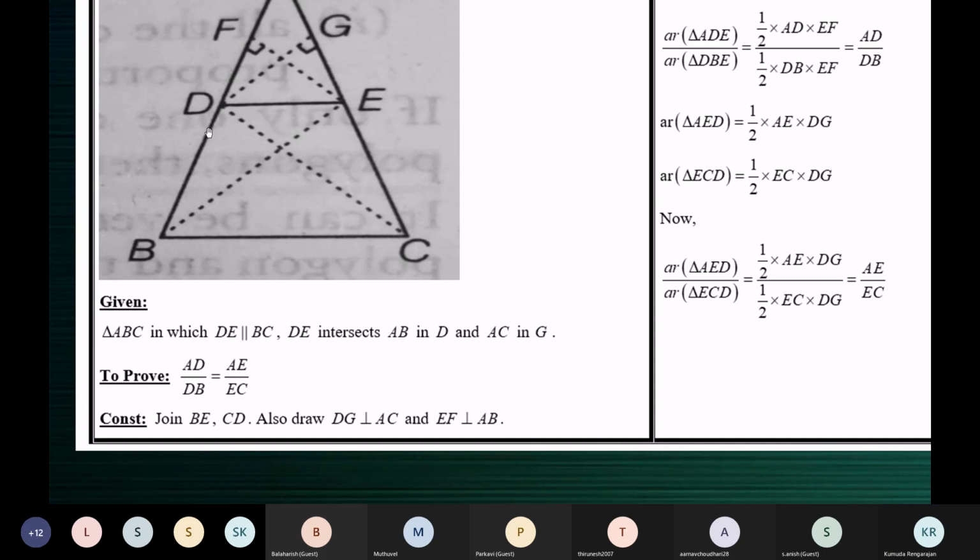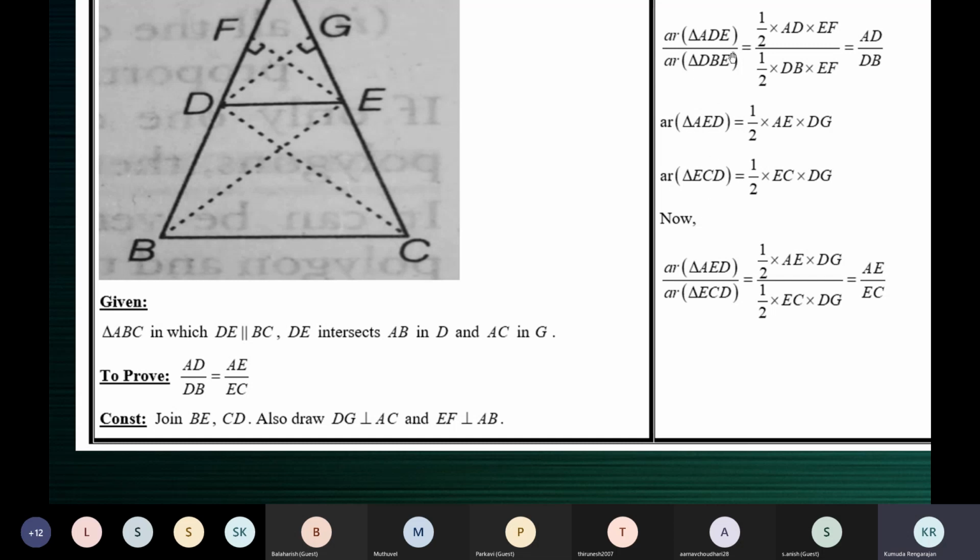DBE, this one, and ECD, this one. Now from the names itself you can make out which are the letters that are common. DBE, okay, so DE is common to both.